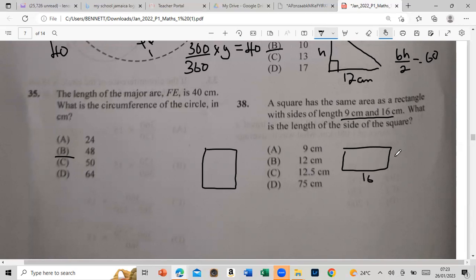So all we have to do is multiply length times width to find the area, as we're going to need that. 9 times 6 is 54, 9 ones are 9, and that's 144. So the area for this is 144. Also, as I said, both of them have the same area. So all I have to do is just find the square root. So that's 12.